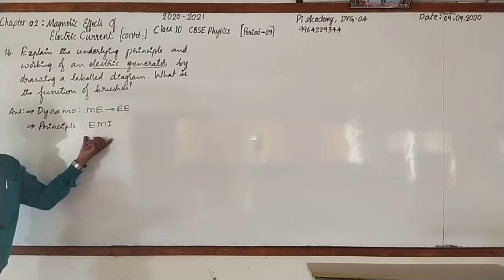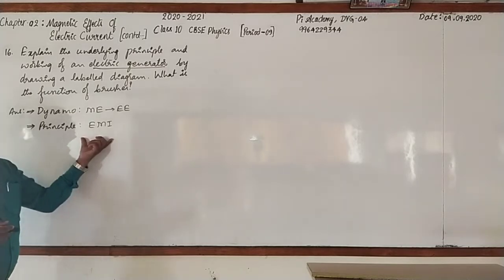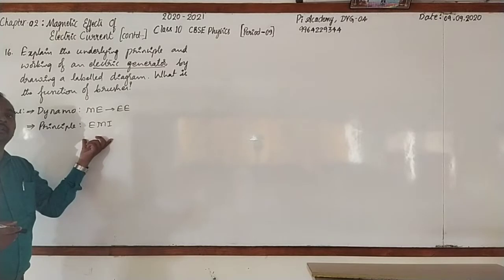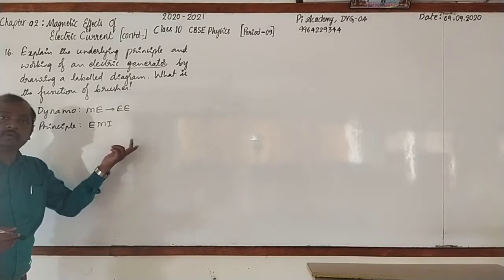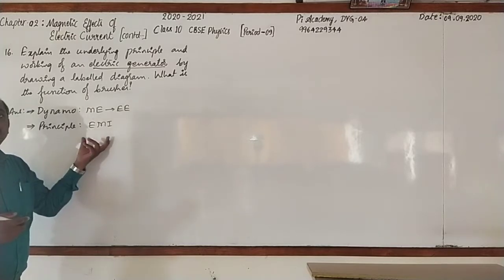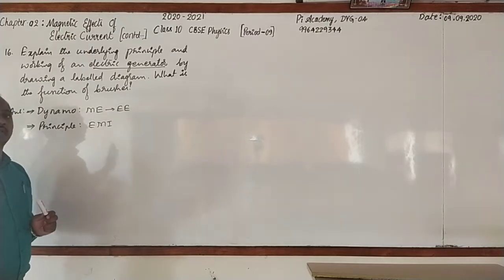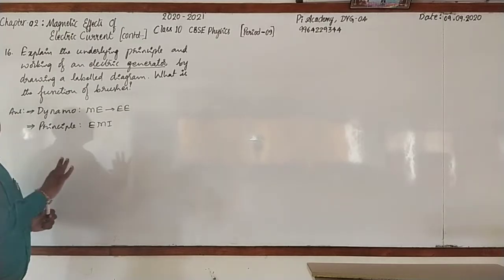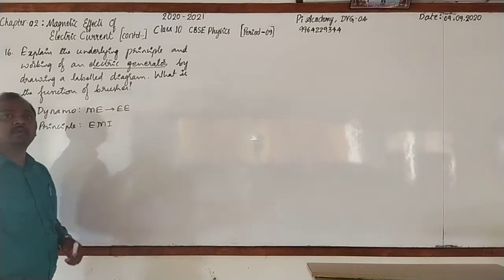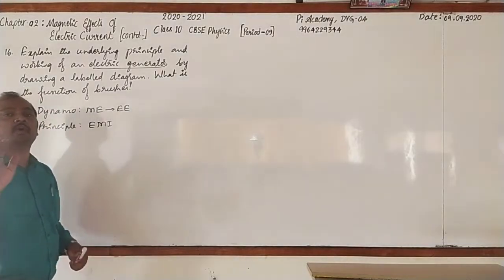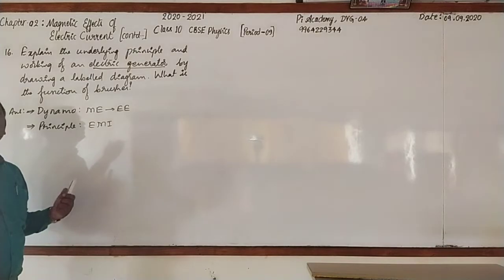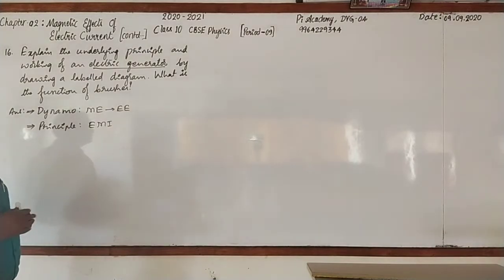So according to this, if you want to write the statement, you have to write like this. When the coil, which is placed between the poles of a magnet, is made to rotate, then the magnetic field gets changed. As a result, the current is induced in the coil. Another simple way of writing is, whenever the magnetic field linking with the coil changes, the current is induced in the coil. Okay, you have to write the principle yourself.